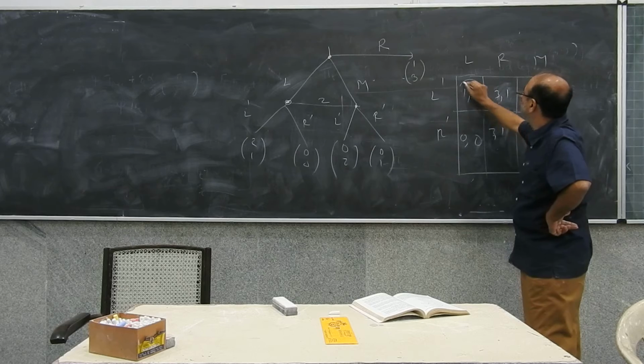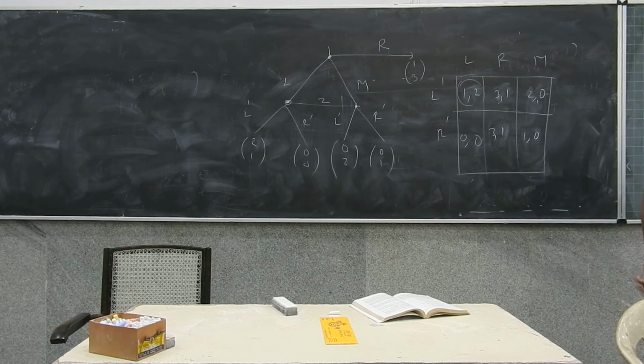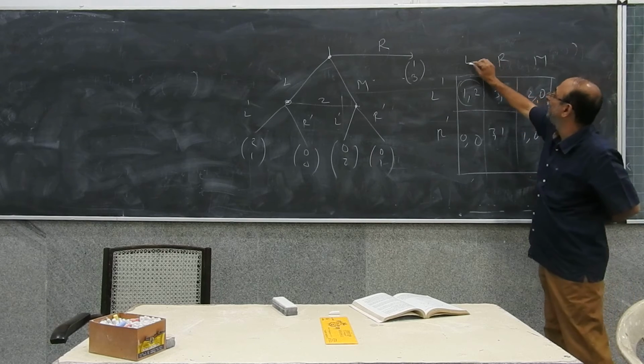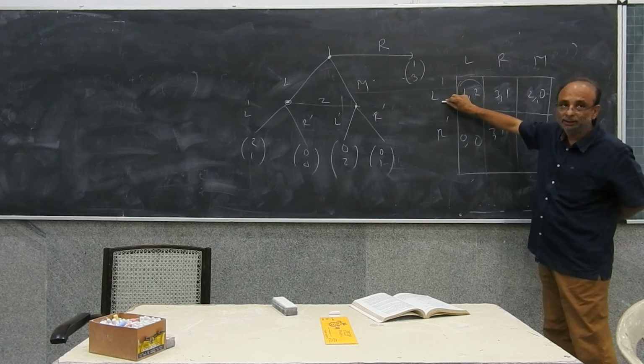Is this a Nash? No? Why are we saying no? Both have an incentive to deviate from this. Who has incentive? Suppose player 1 is playing L, player 2 is playing L dash. Listen to me.